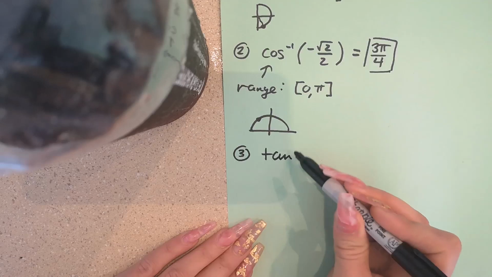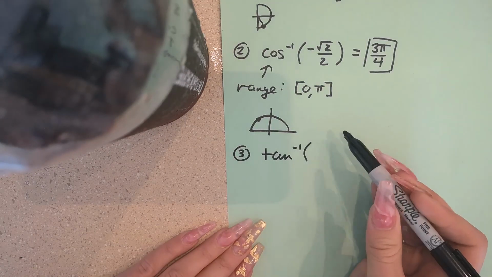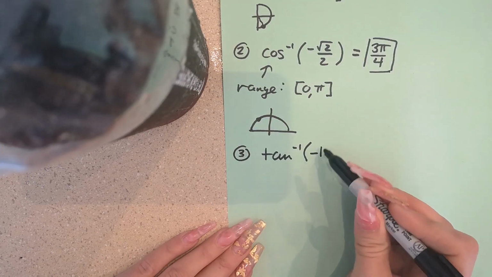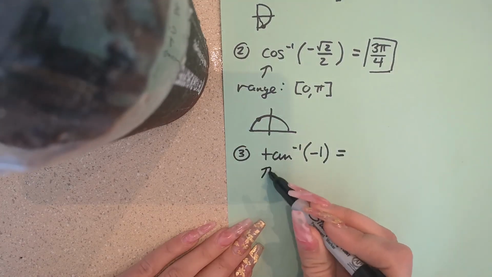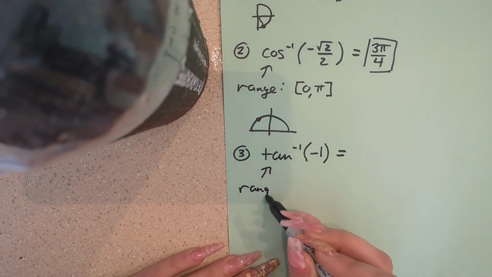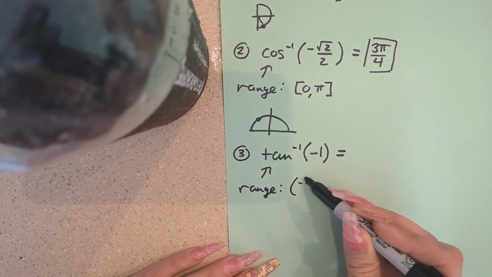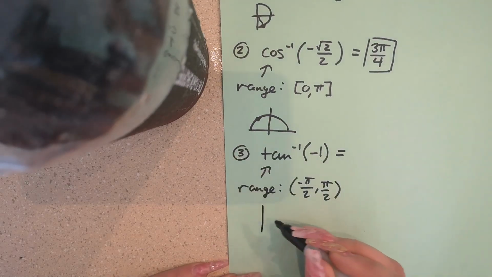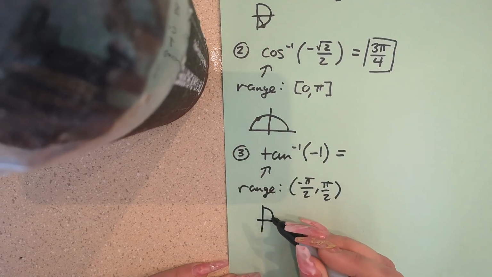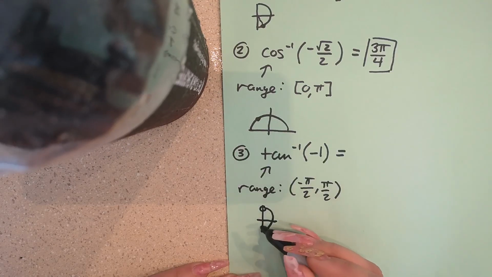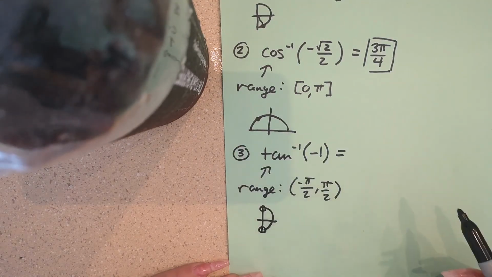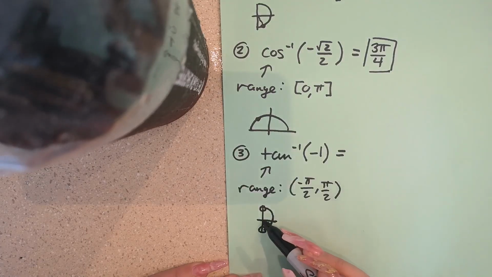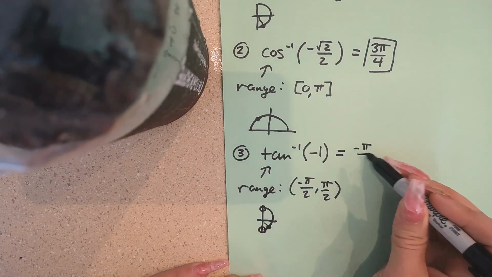Number 3, one with inverse tangent. So how about inverse tangent of negative 1? So the range, remember, for inverse tangent was negative pi halves to pi halves, but not including the ends, since tangent has asymptotes at the ends. But again, I'm looking at the right side of the circle, so I'm saying, on the right side of the circle, which angle has a tangent of negative 1? So that would be negative pi fourths.